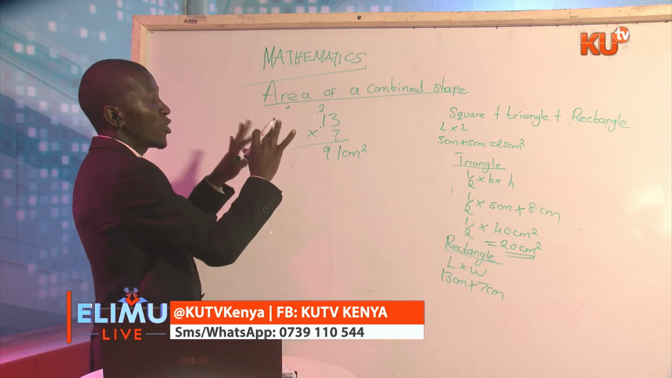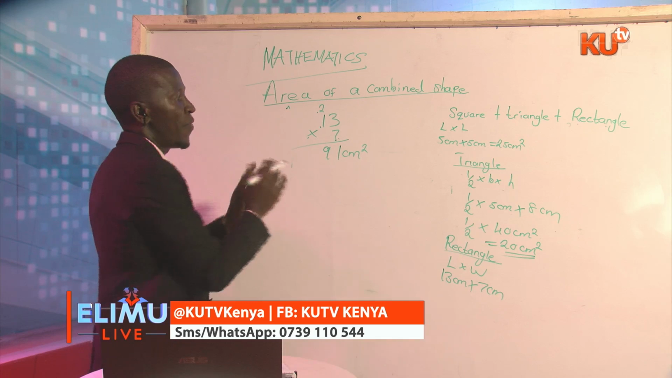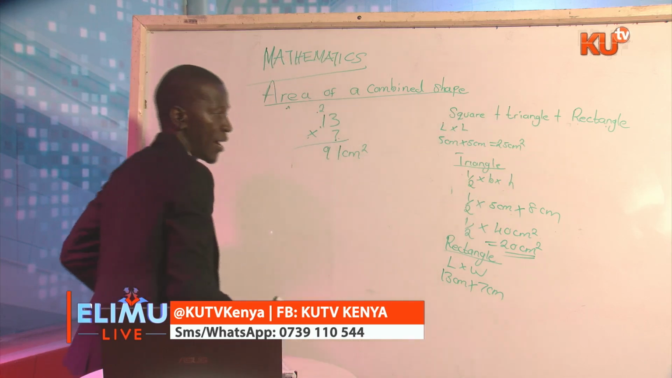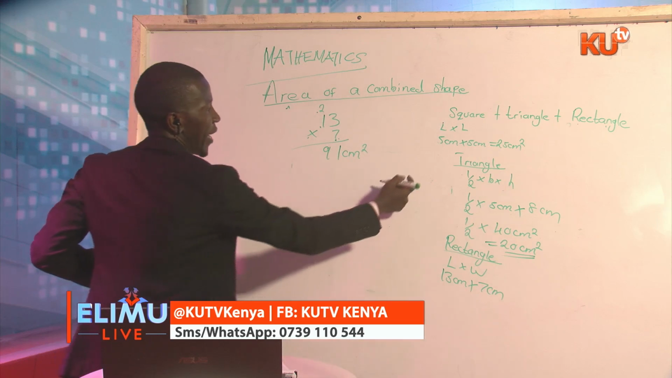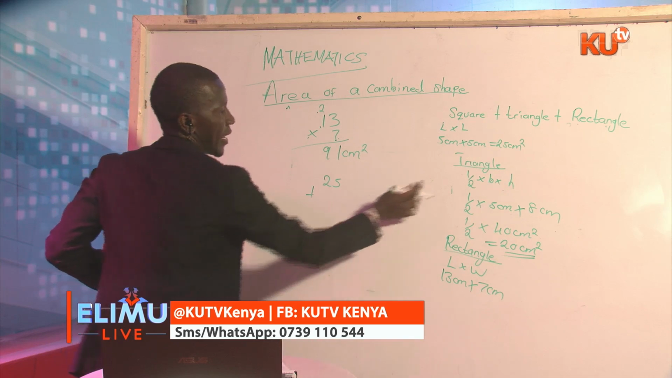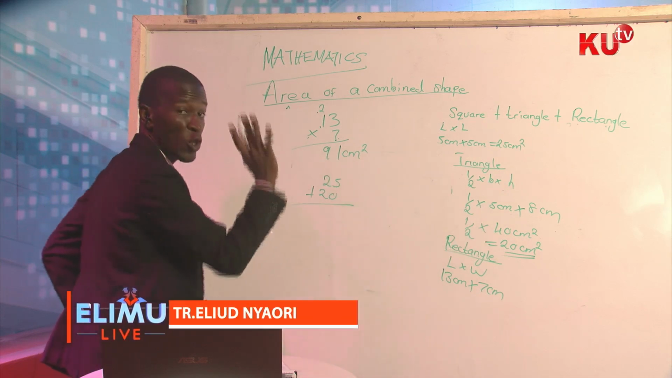Once I found out those areas, I'm going now to add them as per our instruction here of the formula. So I'll add the area of the square, which is 25, plus the area of the triangle, which is 20. I'll add the 2 first.